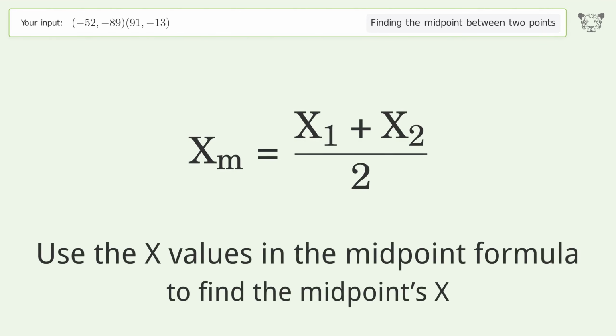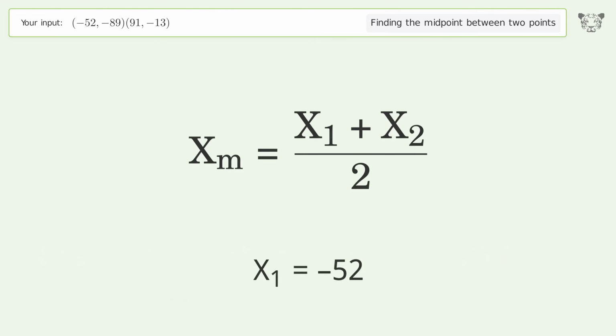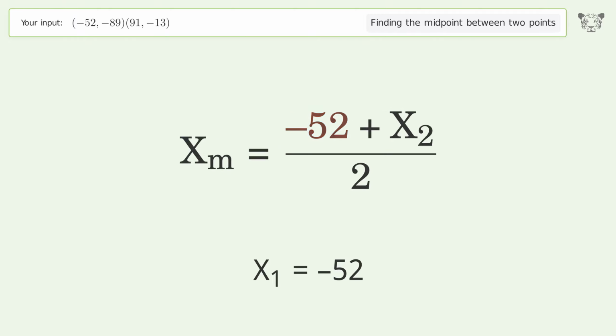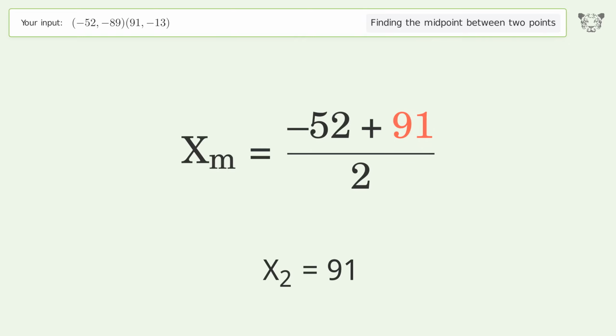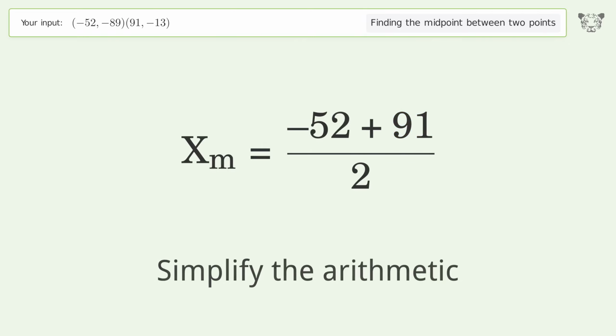Use the x values in the midpoint formula to find the midpoint's x. x1 equals -52. x2 equals 91. Simplify the arithmetic.